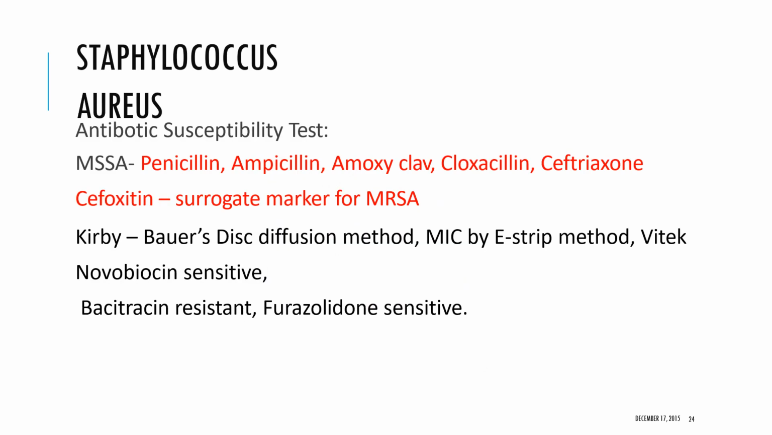Then for Staphylococcus aureus antibiotic susceptibility testing we can use: MRSA is resistant to penicillin, ampicillin, amoxicillin, cloxacillin, ceftriaxone, cefoxitin. So a good marker for MRSA. We use the Kirby-Bauer disk diffusion method, MIC E-strip method, or novobiocin sensitivity. Then bacitracin resistance and furazolidone sensitivity can be used to screen Staphylococcus aureus. Okay, so there are so many common things, so you have to prepare notes and study for your exams.